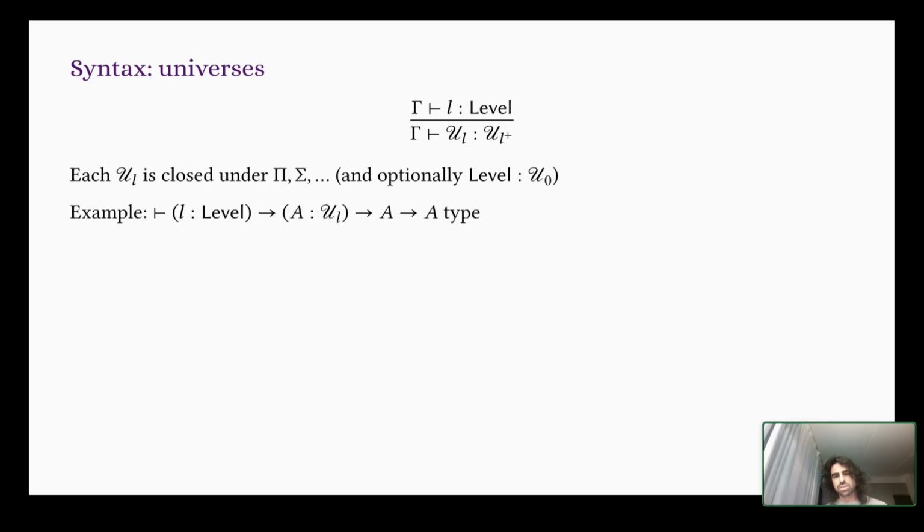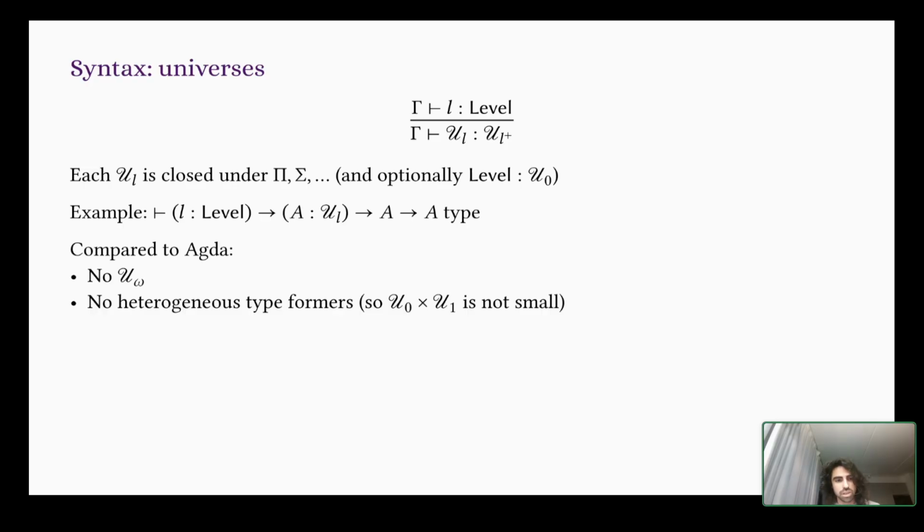So for example, we can form this type of the identity function. This type doesn't live in any universe because it's too big. The universe of what's after the quantification depends on the level, so this doesn't live in a universe. Compared to Agda, we don't have a universe omega. In Agda, this would live in set omega or type omega. We don't have that just for simplicity, but it should be straightforward to add.